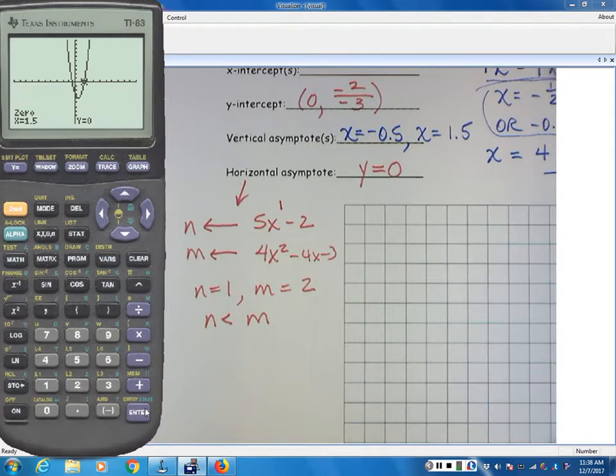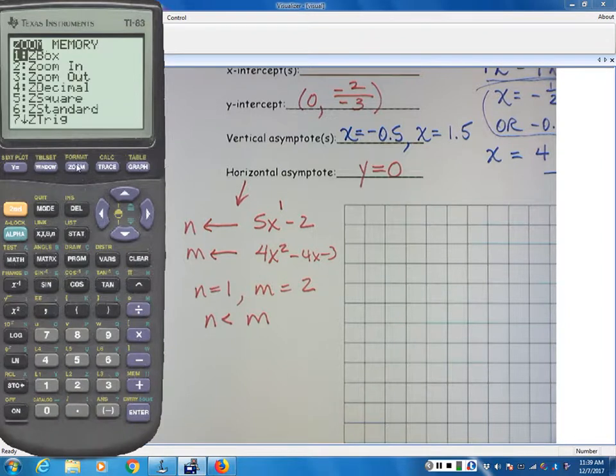So we're going to graph it, and find the x-intercepts by graphing rather than trying to solve algebraically. Although you can. So we're going to graph this whole function. The numerator of the function was 5x minus 2. That's going to be divided by the 4x squared minus 4x minus 3. And I'm going to hit the zoom button and go to the standard window.